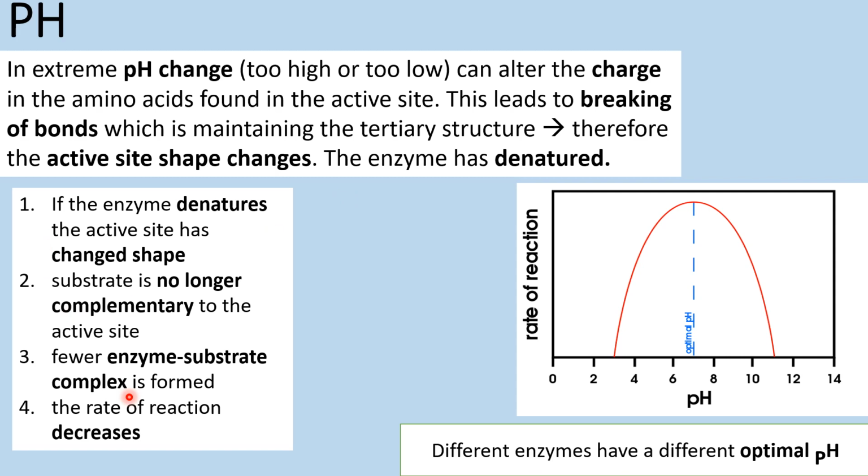Many students lose marks in these questions because they fail to use keywords. So in here I have 1 to 4 for you. You can make notes on how to answer these, ensuring that these keywords are in your answer. So if the enzyme denatures, the active site has changed shape, substrate is no longer complementary to the active site, which means fewer enzyme substrate complexes formed, and the rate of reaction decreases.